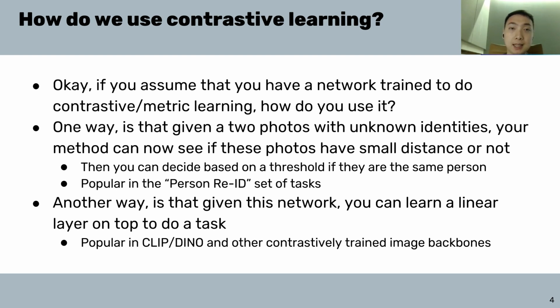This is the approach commonly used in person re-identification. Another way is that given this trained network, you can learn a linear layer or fine-tune the network to do a task of interest. And this is popular in CLIP and Dino and contrastively trained image backbones.